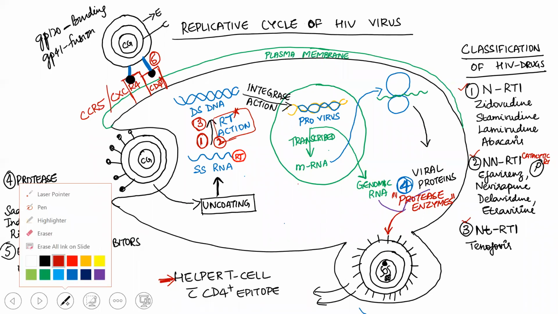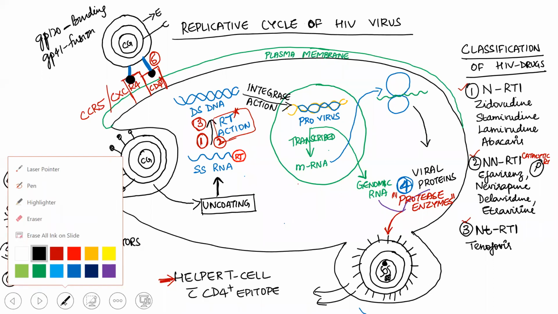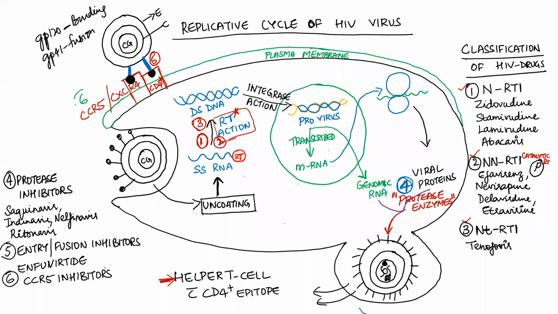Now coming to the sixth group of drugs, we have your CCR5 inhibitors. If I were in a macrophage cell and the virus was attacking me, I would be acting at the level of the CCR5 co-receptors. And this is where your drug 6 acts. The name of this drug is maraviroc.